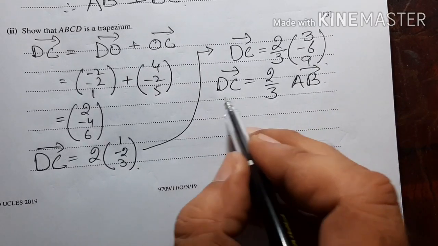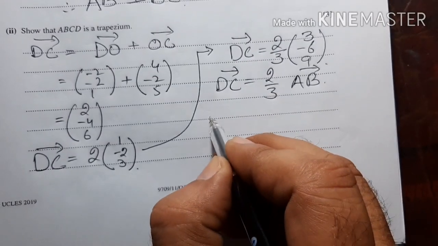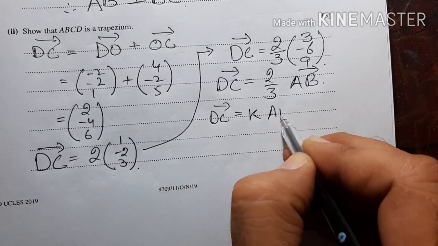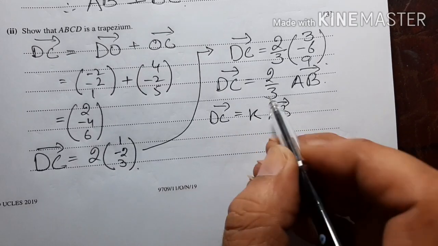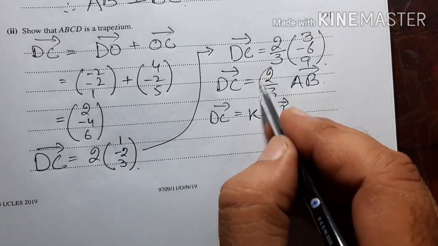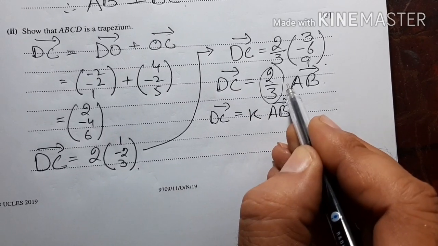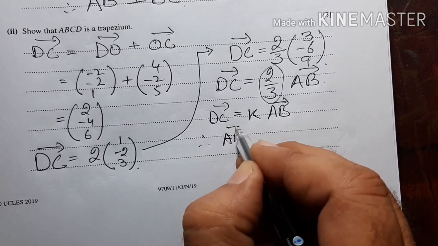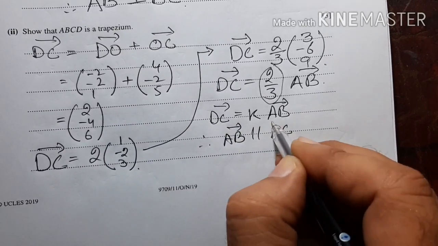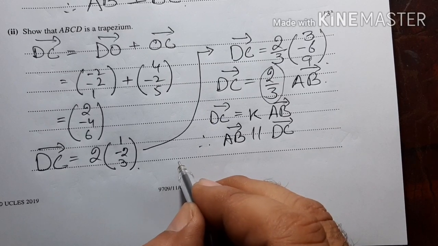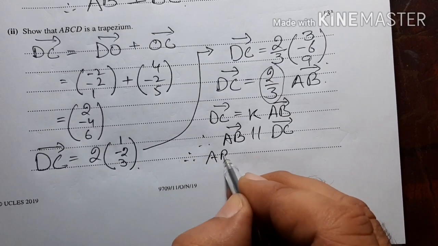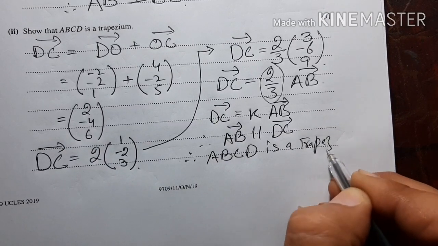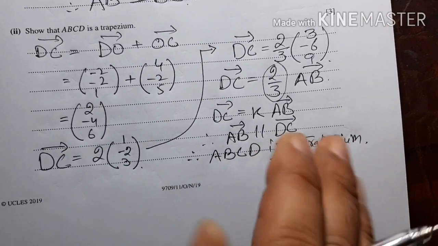So you know, by the definition, if a vector is a constant multiple of another vector, then they both are parallel. So the k here is 2 by 3. So these two vectors satisfy this condition. Therefore AB is parallel to DC. So this is proved. Therefore A, B, C, D is a trapezium. This is the answer.